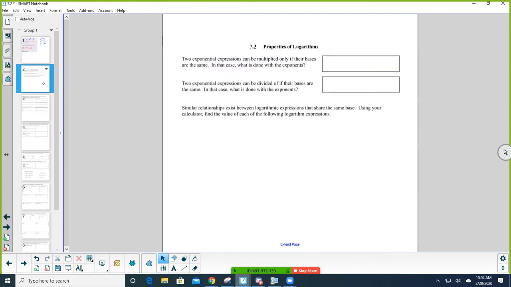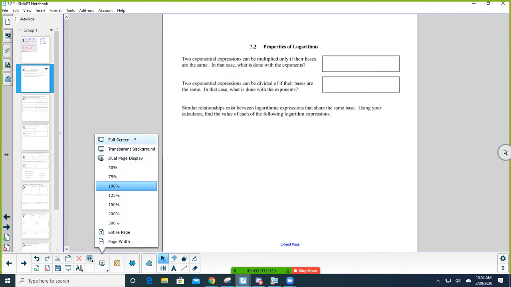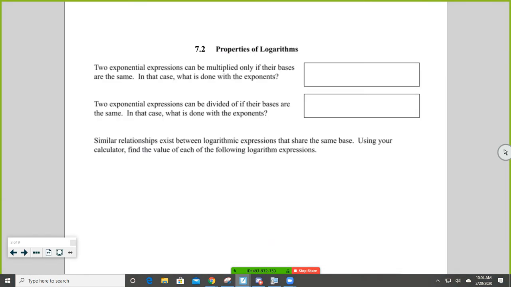I'm surprised. So we're going to start with 7.2 today. 7.2 is properties of logarithms. Some of you all probably have the notes already. If you don't, the notes are on Google Classroom if you want them there. I'm pulling them up right now so I can take a look at a couple things on them.